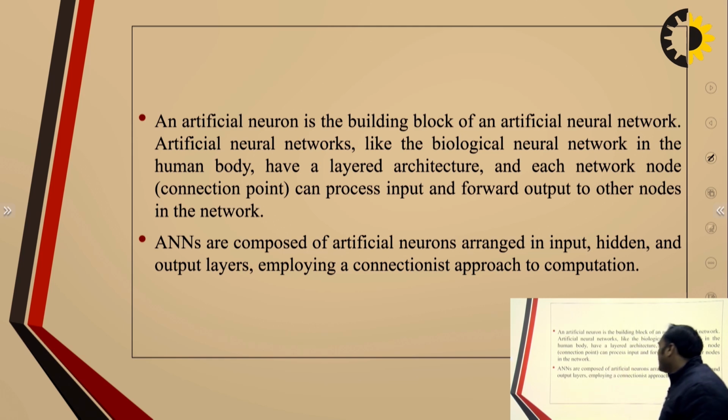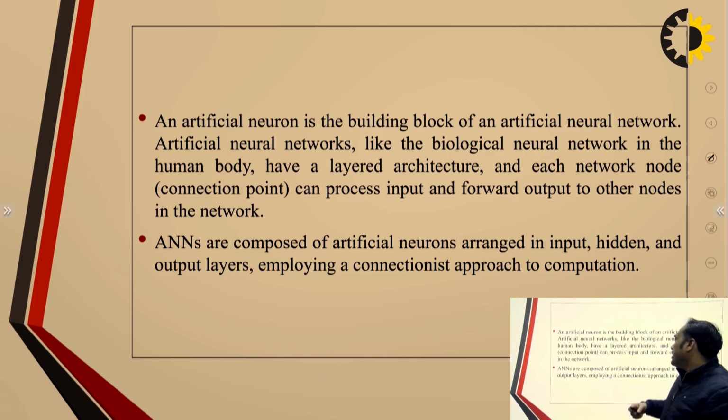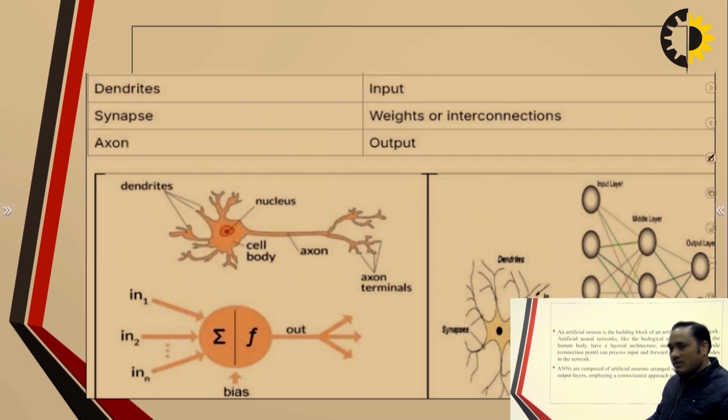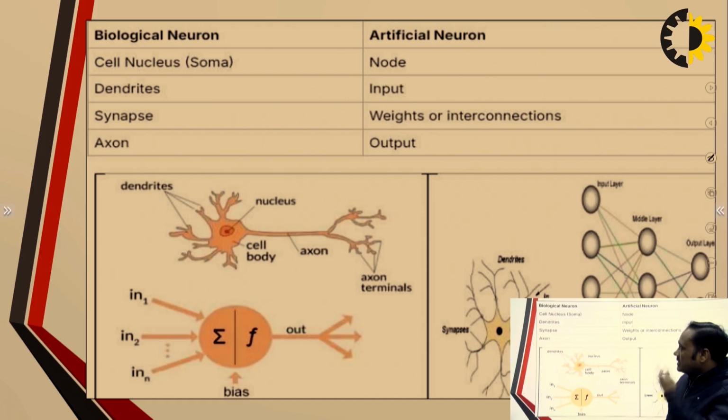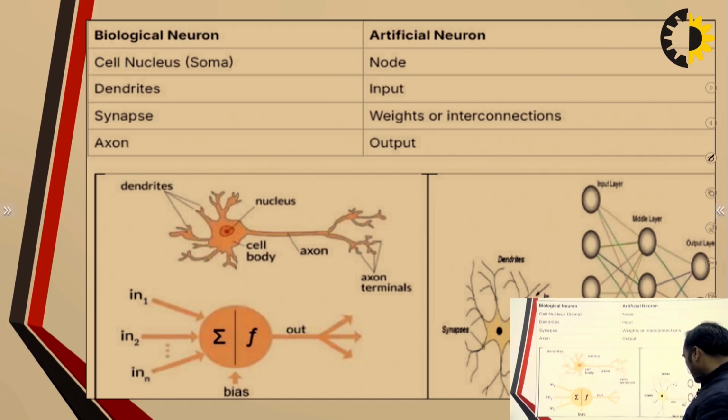So these are the basic parts of the artificial neural network. ANNs are composed of artificial neurons arranged in input, hidden and output layers, because ANN has a layered approach. Some layers are hidden, some layers are input layers, some layers are output layers. So the artificial neural network works on a layered approach. Now these are the differences between the artificial and the biological neurons.